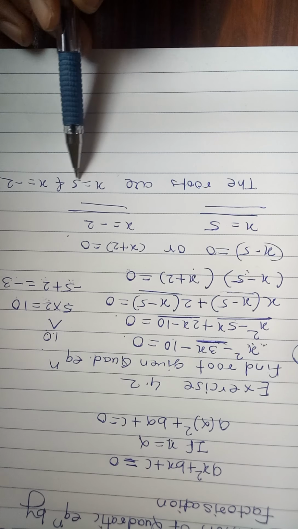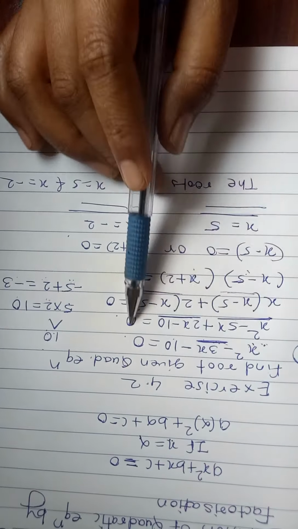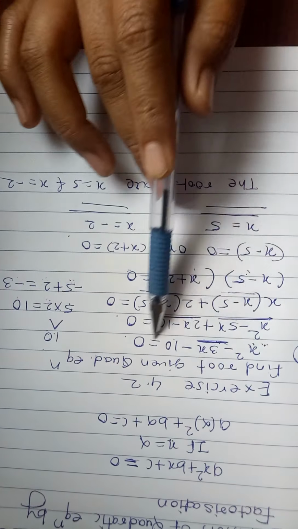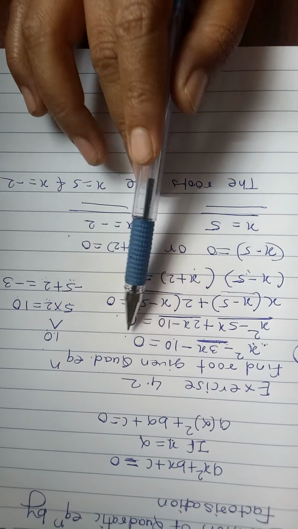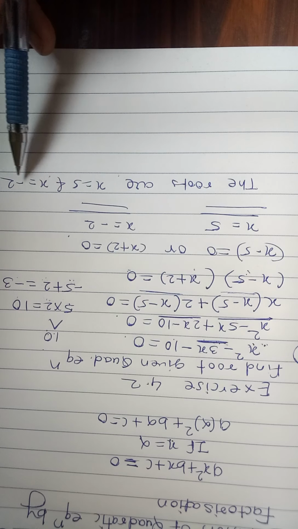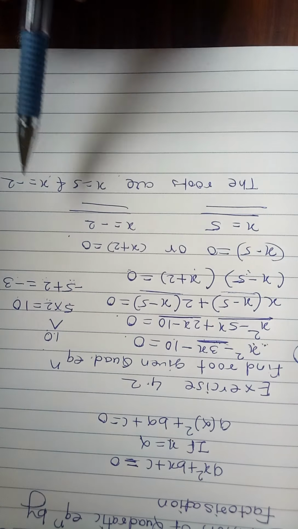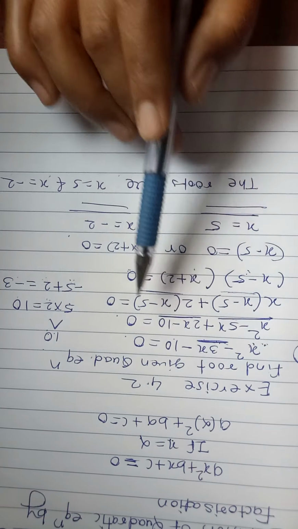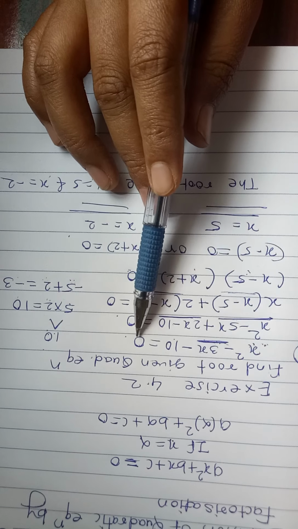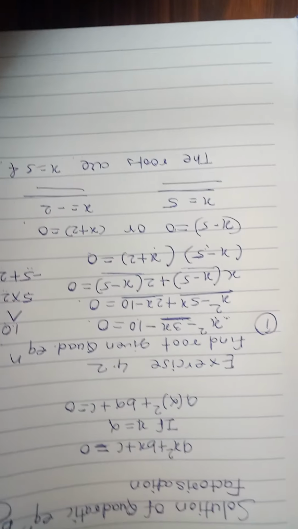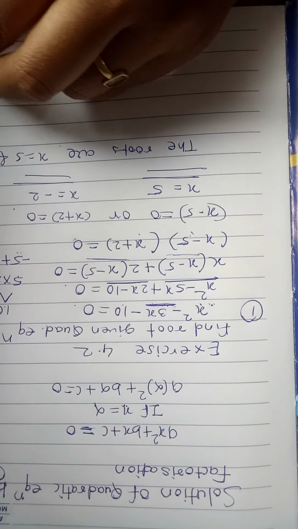If you put the value x is equal to 5 in the given quadratic equation, then the equation is satisfied, that is, it becomes equal to 0. And when we put x is equal to minus 2 in the given equation, then this root also satisfies the given equation, that is, the value of the quadratic equation is equal to 0. Next we take a second example.